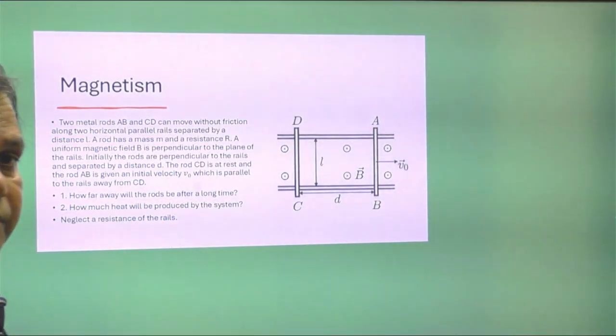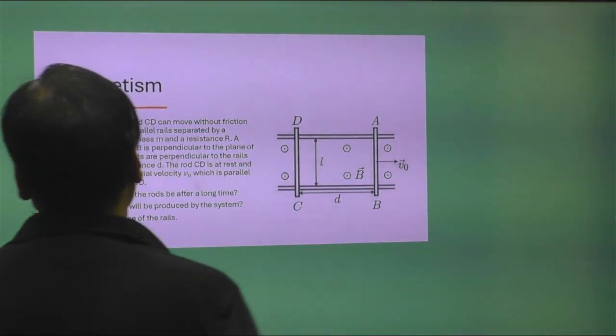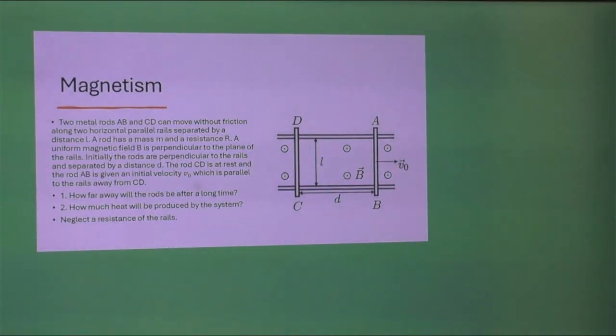The problem is on your screen, you can read it. Two metal rods, AB in front, I have to keep it in mind, and CD can move without friction. So friction is absent, you don't need to worry about it. They move along two horizontal parallel rails separated by a distance L. A rod has a mass M and a resistance R. That means every rod has a mass M and a resistance R, so altogether we have 2R resistance.